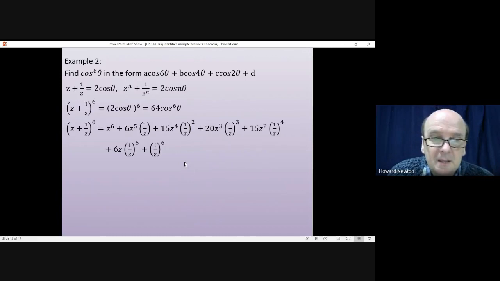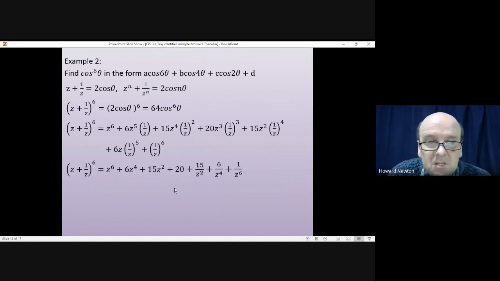The next thing that we do is we multiply out. So z to the 5 times by 1 over z just gives us z to the 4. Z to the 4 times 1 over z squared gives us 15z squared, and so on and so on. So we just multiplied out the brackets. That gives us that.